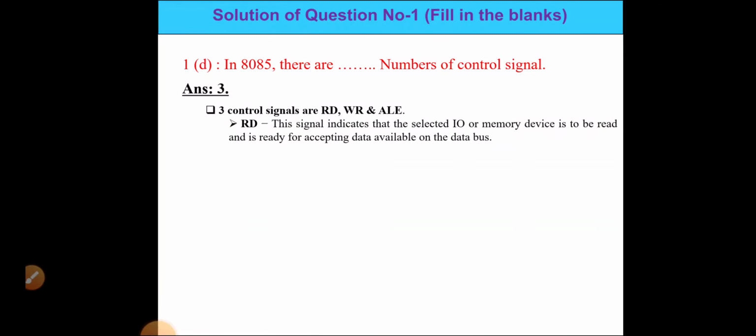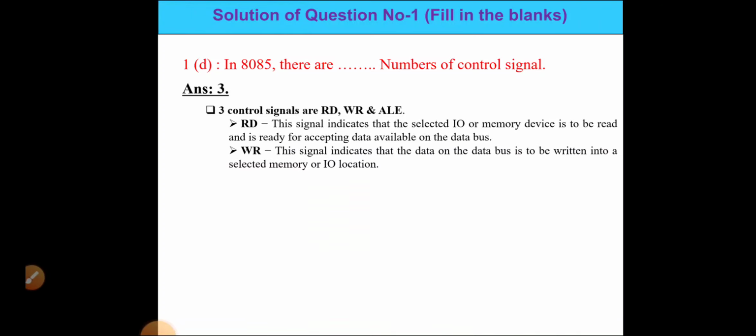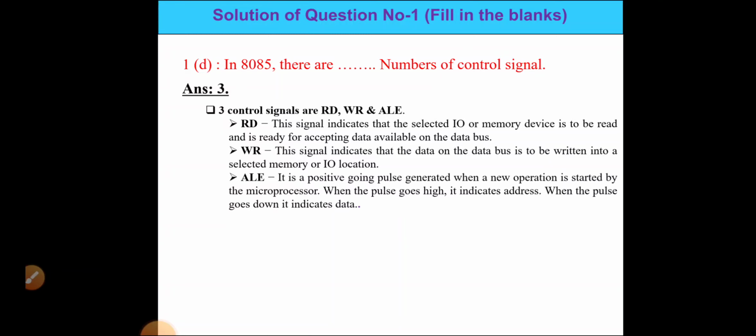What does read do? The read signal indicates that the selected input, output or memory device is to be read and is ready for accepting data available on the data bus. Write: this signal indicates that the data on the data bus is to be written into a selected memory or input output location. And ALE is a positive going pulse generated when a new operation is started by the microprocessor. When the pulse goes high it indicates address, when the pulse goes down it indicates data.